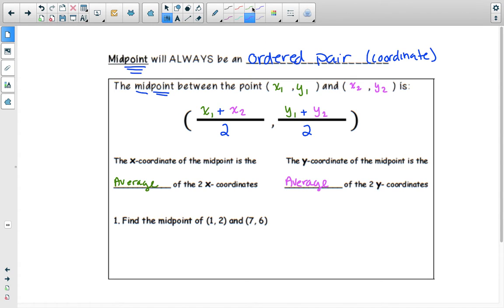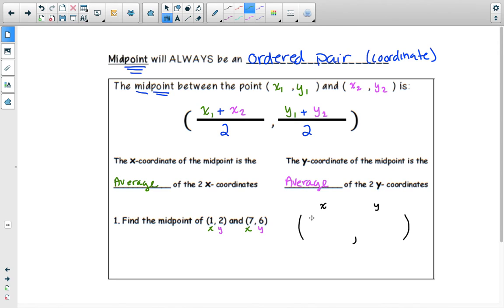So we have our x sub 1 and our x sub 2. We have our y sub 1 and our y sub 2. So if we want to do this, it must be in a coordinate. So it will have parentheses, comma, and another set of parentheses. This is still your x location, and this is still our y location. So we want to do everything with our x's. We want to take our x values and average them.